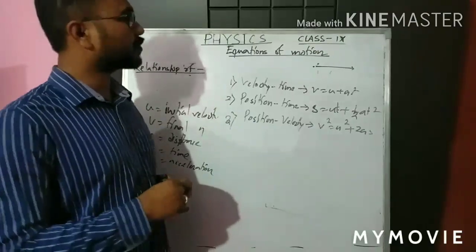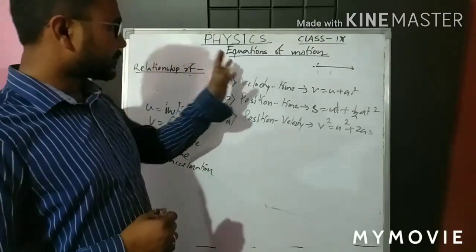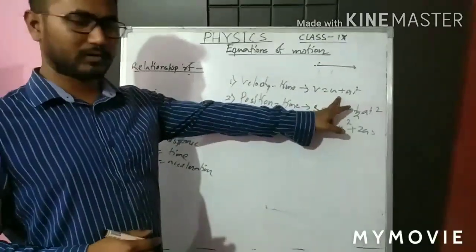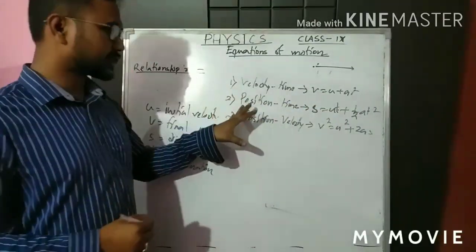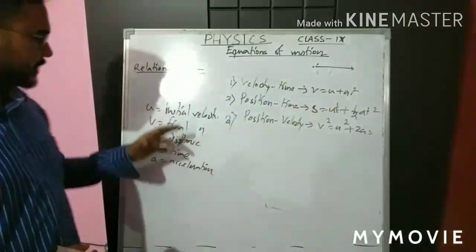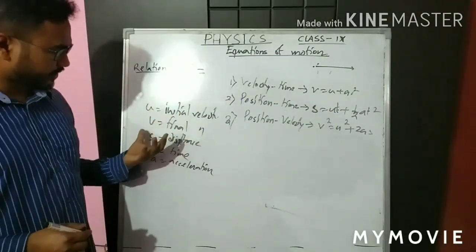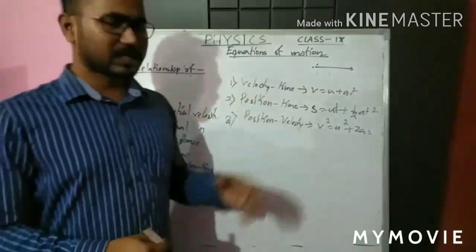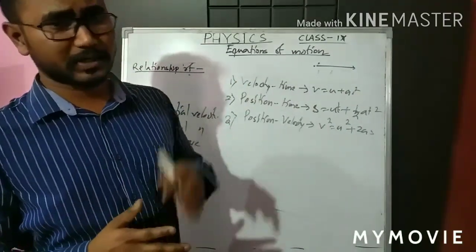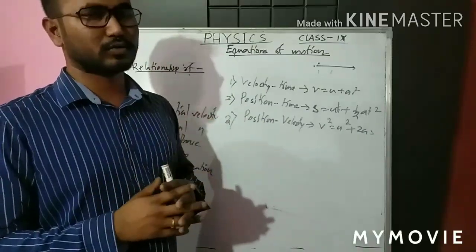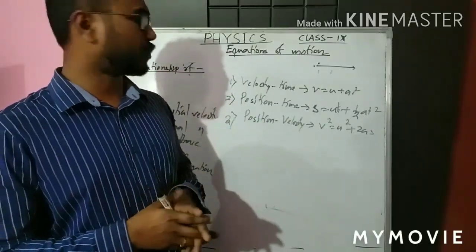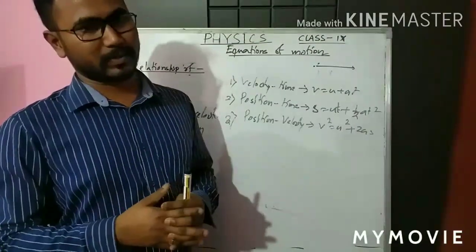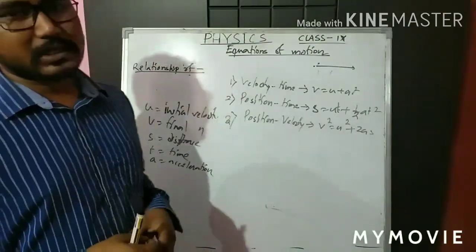So here are the three equations we derived or we got from this chapter, that is called the equations of motion. First equation of motion, velocity time, which is v equals u plus at. In these relationships, the terms given here are: u represents initial velocity, v final velocity, s distance, t time, and a acceleration. So these relationships are very important from this chapter, right, which will help you to do numericals. Very important, because without these relationships you can't do the numericals part.